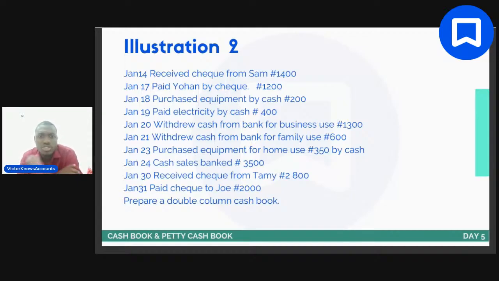Now another one is received cheque from Tammy, paid cheque to Joe. All right. So of course, whenever you hear cheque, you know that it is definitely going to your bank column. Is that fine? All right.